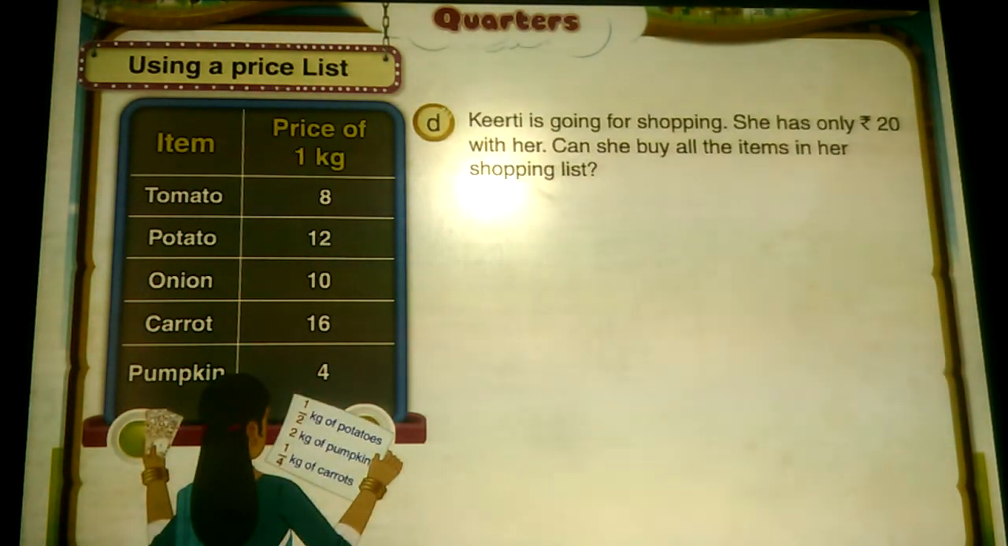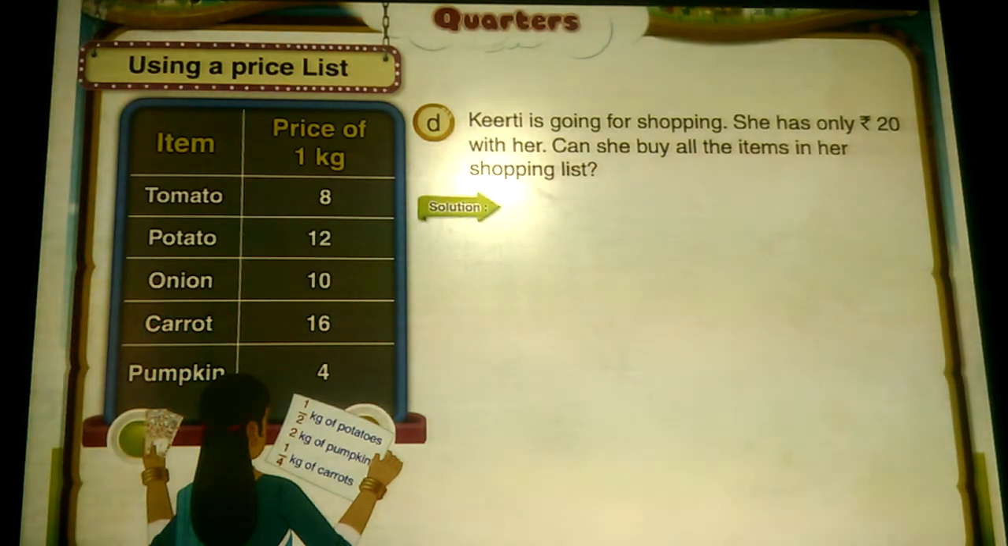Kirti is going for shopping. She has only rupees 20 with her. Can she buy all the items in her shopping list? In her shopping list, she has potatoes half kg, pumpkin 2 kg and carrots 1/4 kg. The price of 1 kg of potatoes is rupees 12. The price of 1 kg of pumpkin is rupees 4 and the price of 1 kg of carrots is rupees 16.